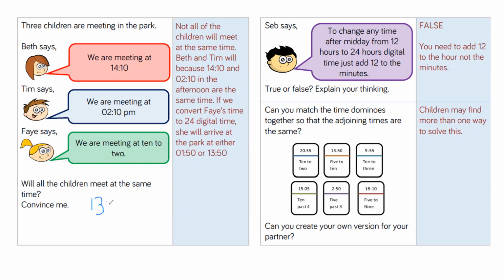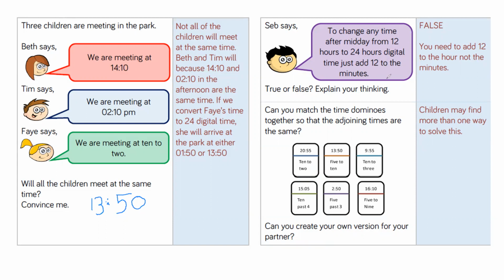And if it's 10 minutes to 2, it's going to tell me how many minutes have passed. Well, we know there's 60 minutes in an hour, so take away 10, so it's now 13:50. All right? And so Faye is meeting at a different time to Beth and Tim.